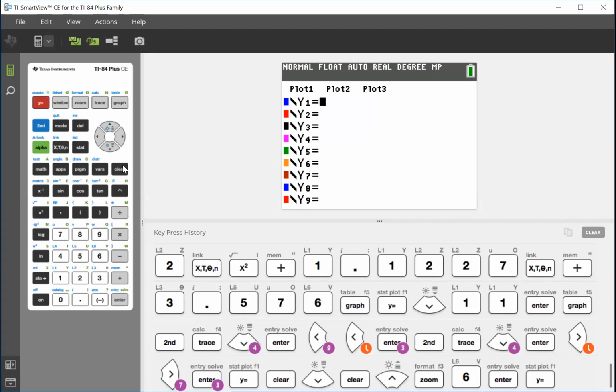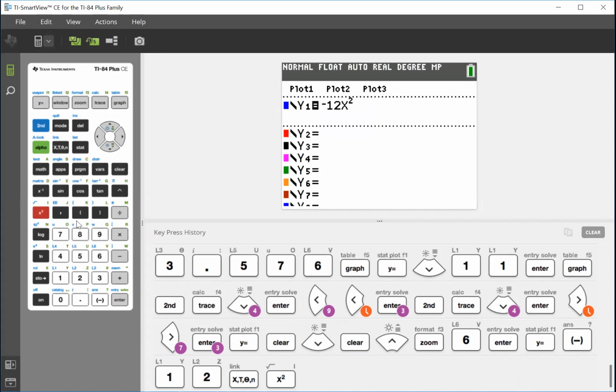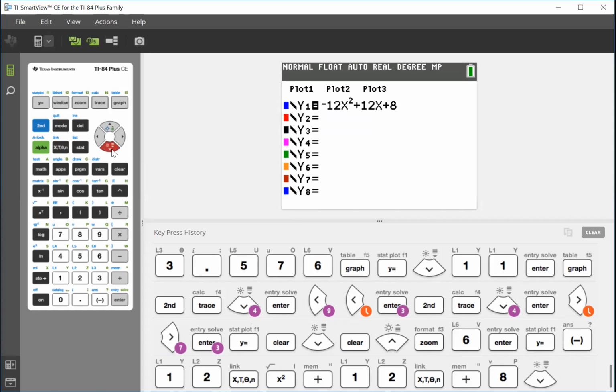And if I go ahead and hit y equals, plug in that first function. So it should be negative 12x squared plus 25x. Oh, I think it was plus 8. Is that the correct value? Can't even read my own writing. And the next one should be 20.